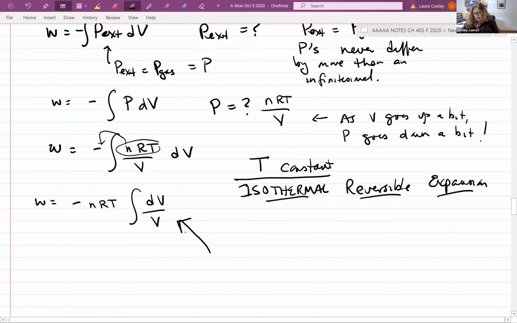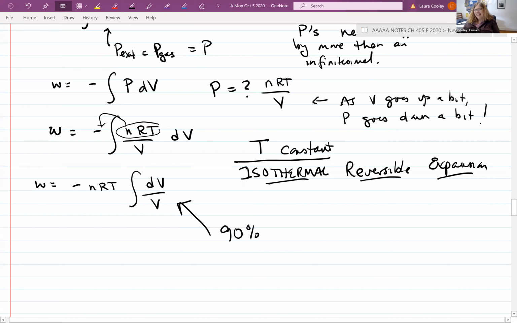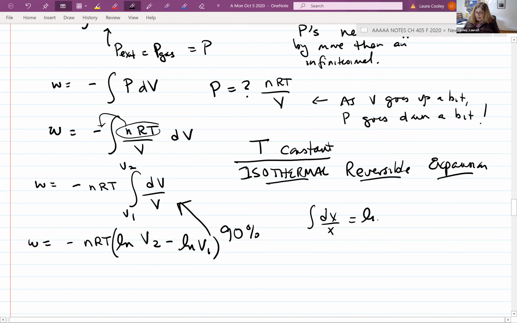And now I get to the important revelation of physical chemistry, okay? This is the integral we do 90% of the time, is d something over something. So you have to know what that integral is. So it's not like Calc 2 where we integrate these crazy things. It's not like that at all. Integral of dV over V is the natural log. And we would have limits on it. It would be the natural log of V2 minus the natural log of V1.